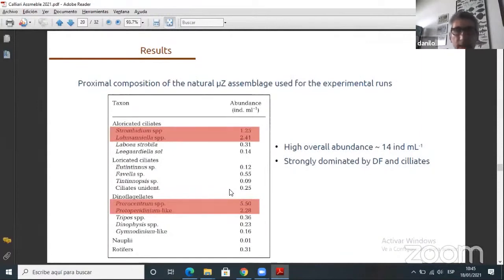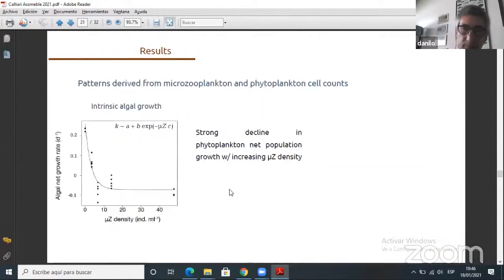This is what we found in the natural microzooplankton community. We see a rough composition of the community. There was an overall high abundance of microzooplankton, in the order of 14 individuals per milliliter, and that community was strongly dominated by dinoflagellates in the first place and ciliates in second place. That is more or less what could be expected.